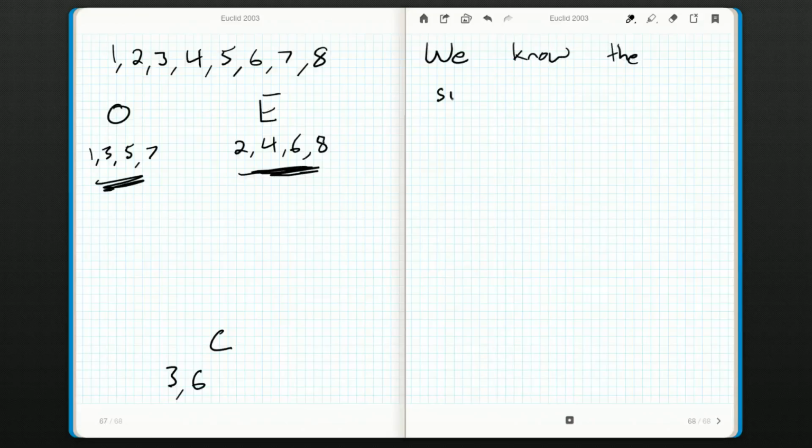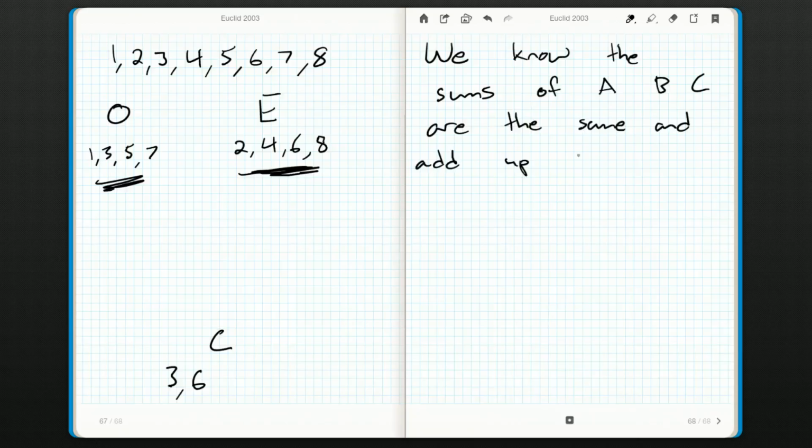We know the sums. We have to explain what we're doing, by the way, because every single part here is written. I think nowadays they usually make A still a light bulb question, but this was written, so we have to explain it. We know the sums of A, B, and C are the same, and add up to 1 plus 2 plus 3 plus 4 plus 5 plus 6 plus 7 plus 8, and that's going to be 36. So in general, and this is probably going to be useful for this question, figuring out what the sum of A, sum of B, and sum of C should be.